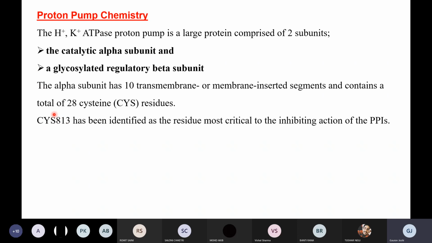So basically this cysteine that is at the position number 813 is one of the critical amino acids required by the proton pump inhibitors, right? So basically these proton pump inhibitors form a bond with the cysteine 813 and they prevent the binding of ATP, right? So this is the first foremost thing, right?